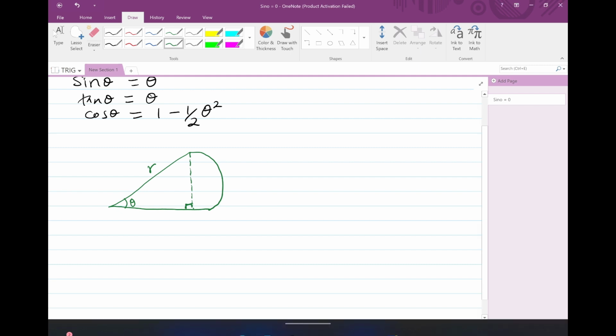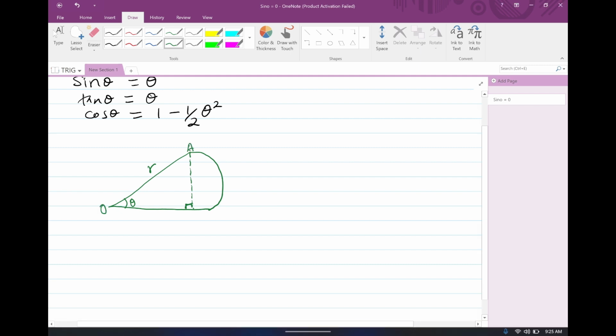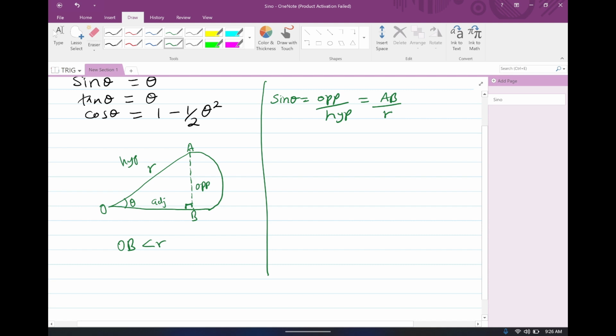This distance, let's call it O. This is A and then B. The distance OB is less than the radius, so I'll just call it adjacent. And the distance AB is our opposite, and our distance AO is our radius, which you can call the hypotenuse. From the laws of trigonometry, sine theta is normally given as opposite over hypotenuse, and our opposite in this case is AB. So we're going to have AB divided by our hypotenuse, which is R.